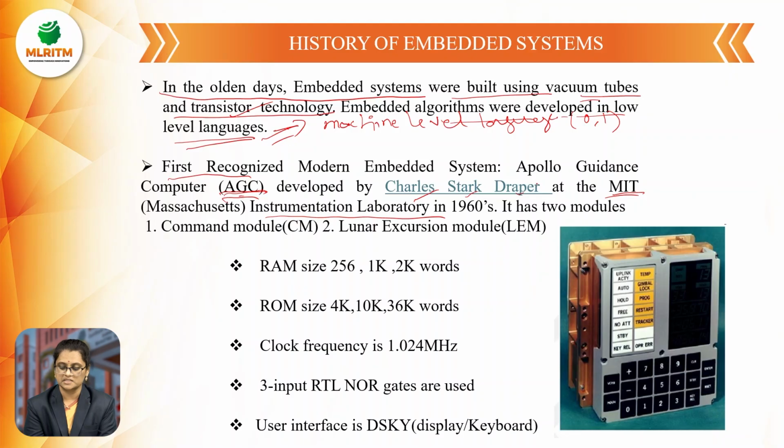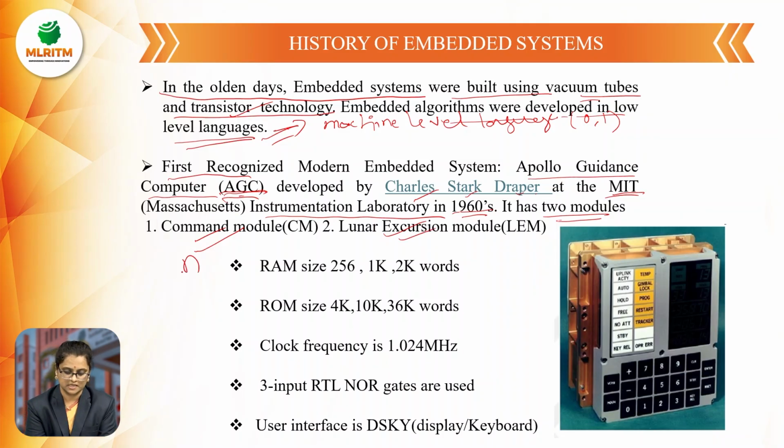Here AGC means Apollo Guidance Computer, and it contains two modules. One is the command module and the second one is the lunar excursion module. So in the year 1960, the AGC was developed by Stark Draper at the MIT laboratory. It contains two modules: the command module and the lunar excursion module.